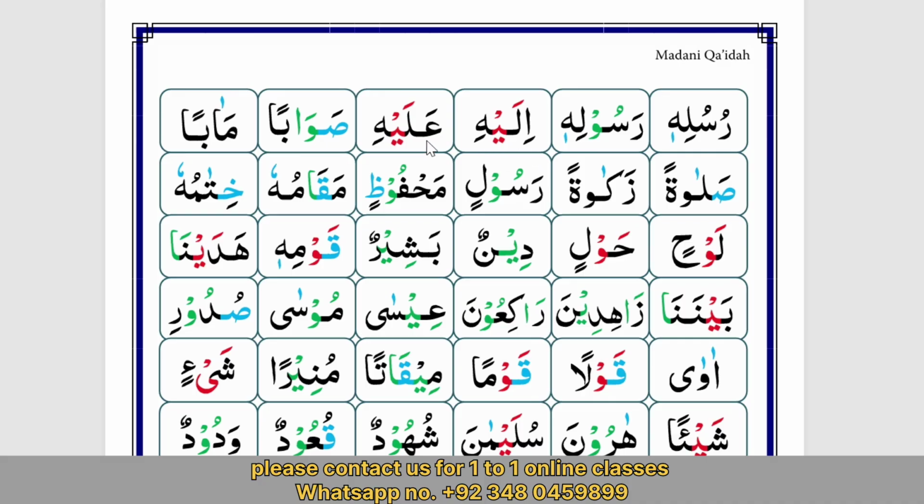Ain zabar a. Lam ya zabar lay. Alay. Ha zer hi. Alayhi. Swad zabar sa. Waw alif zabar wa. Sawa. Ba do zabar ban. Sawaban. Swad will be pronounced with whistle and in a thick tone because swad is from Mustalia letters as well as from Safiria letters.